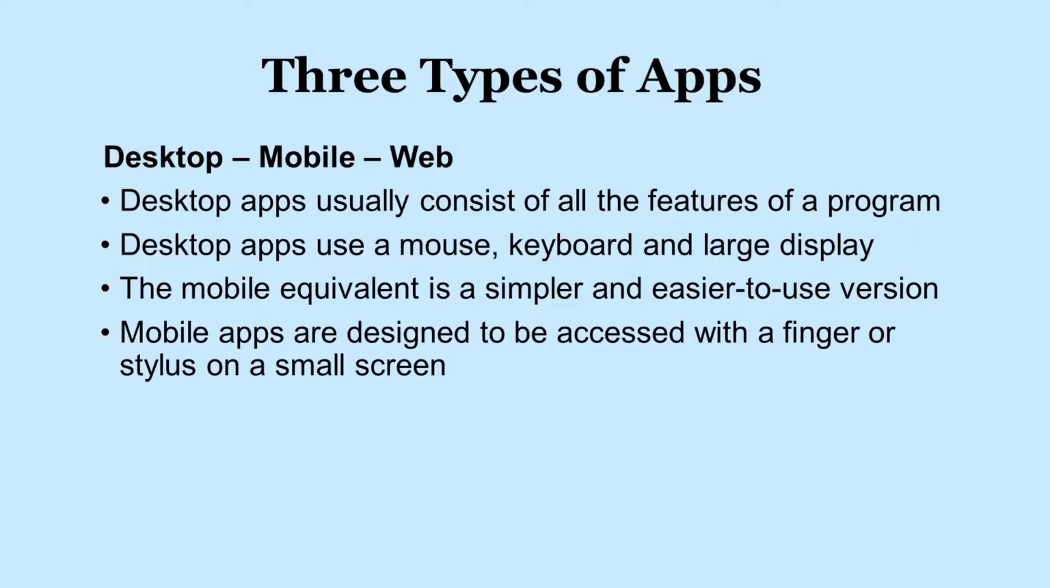The desktop apps usually are what we used to call a program. They use mouses, keyboards, and large displays. The equivalent is smaller, simpler, and easier to use versions. The mobile apps are designed to be accessed with a finger or stylus on a small screen. And if you have a touch screen on Windows 10, they can be accessed using your finger as well.